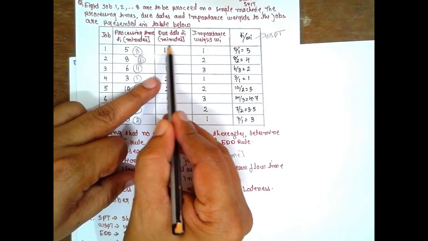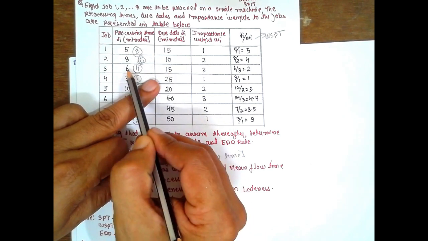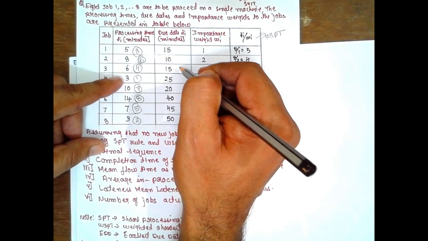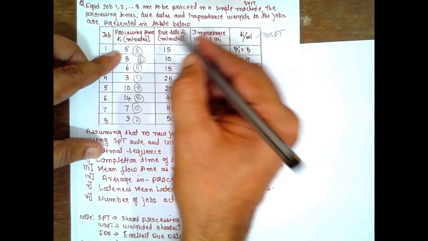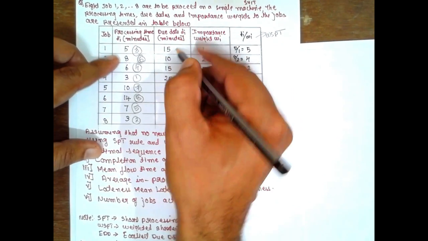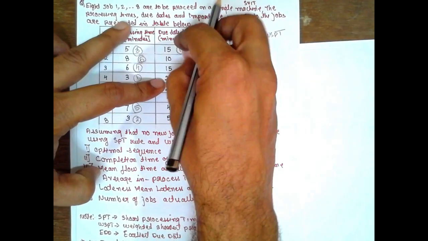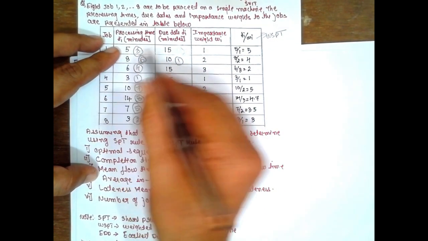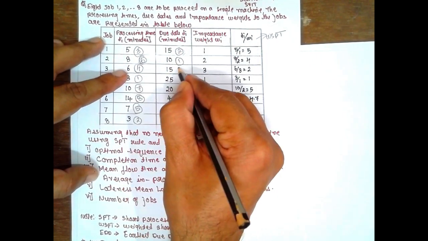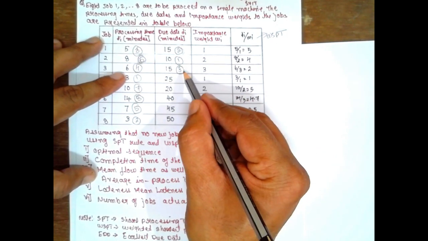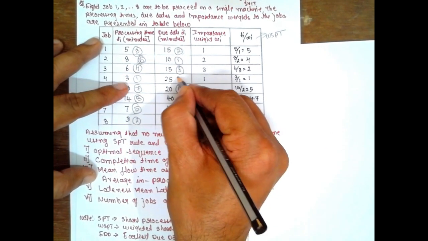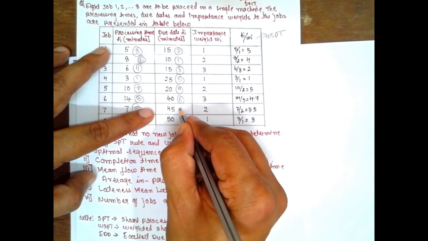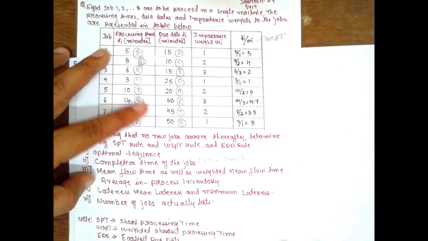Now see the processing time. For the due date 15, the processing time is 5. Here the processing time is 6. Therefore, you have to select this part because of the smaller processing time. Sorry, the first will be 10 here, and here the processing time is smallest. Therefore, I have to select here 2. And this will be 3, next 4, this will be 5, 6, 7, and 8. This is the sequence you have to follow.